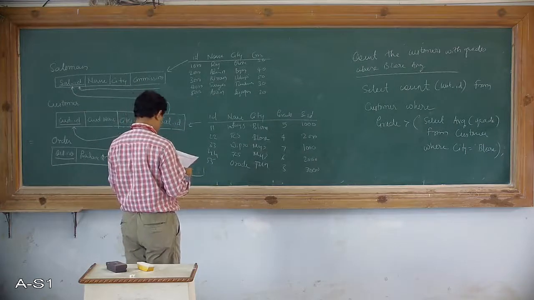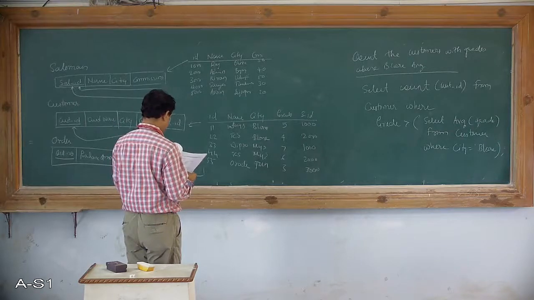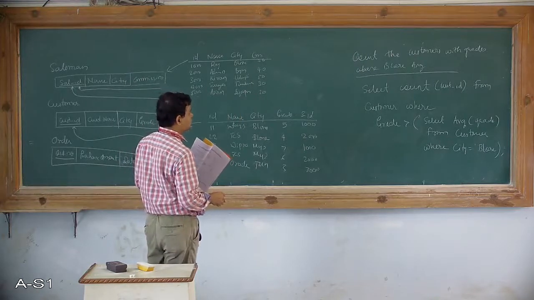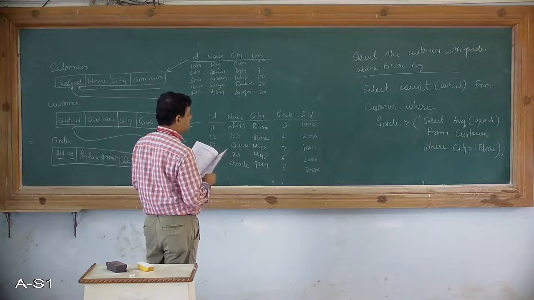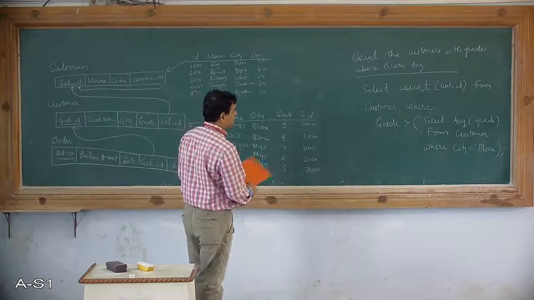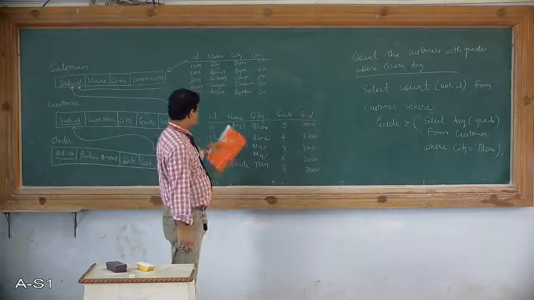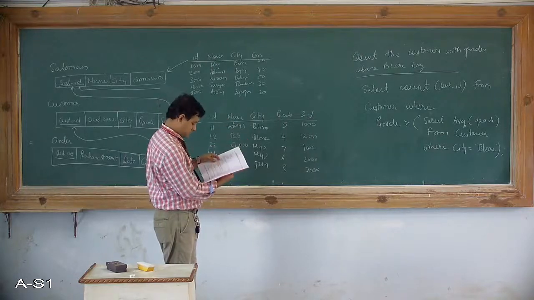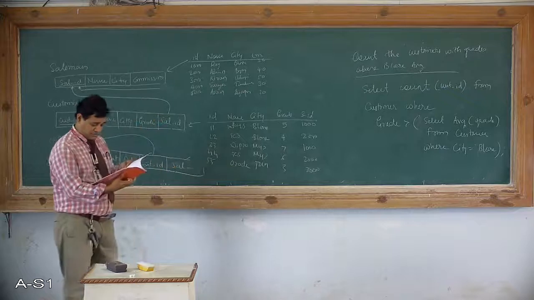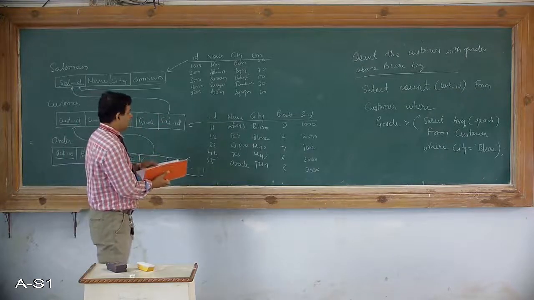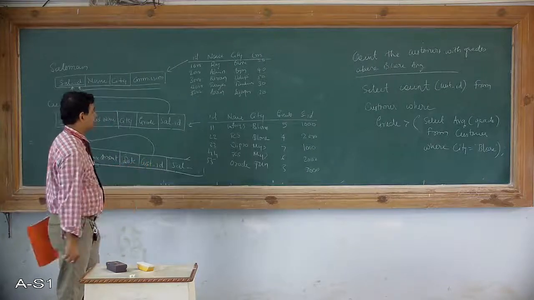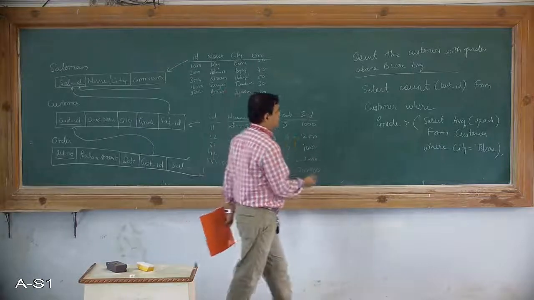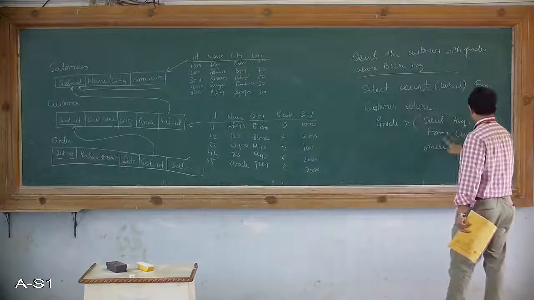So what are we looking for? We need to count the number of customers whose grade is above the average grade from customer where city is Bangalore. So we need to find the customers with grades above Bangalore's average, which is the average grade from customer where city is Bangalore.